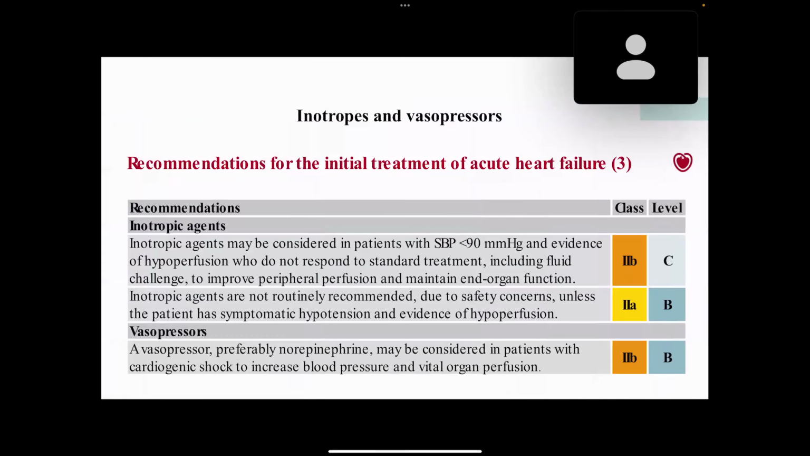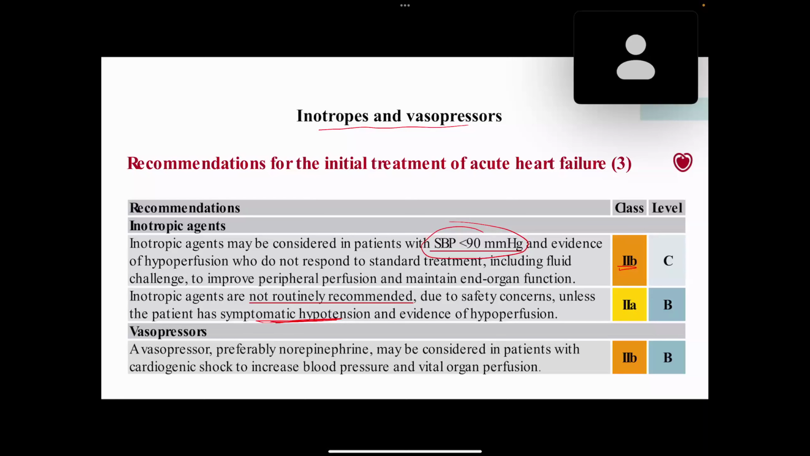Coming to inotropes and vasopressors, what is the recommendation? Which inotrope to use and which vasopressor to use? And when do you use inotropes? You have to start inotropes if the BP is less than 90 by 90 mmHg, and that is a class 2B recommendation. And a routine inotropic agent is not recommended unless there is symptomatic hypotension. No need to start the patient on inotropes.